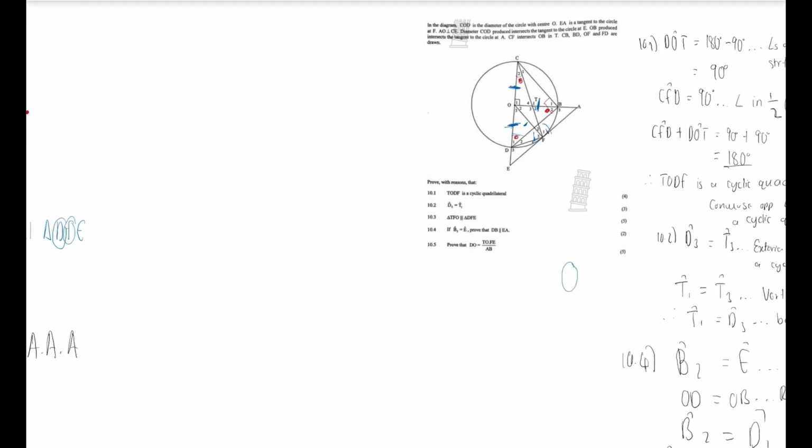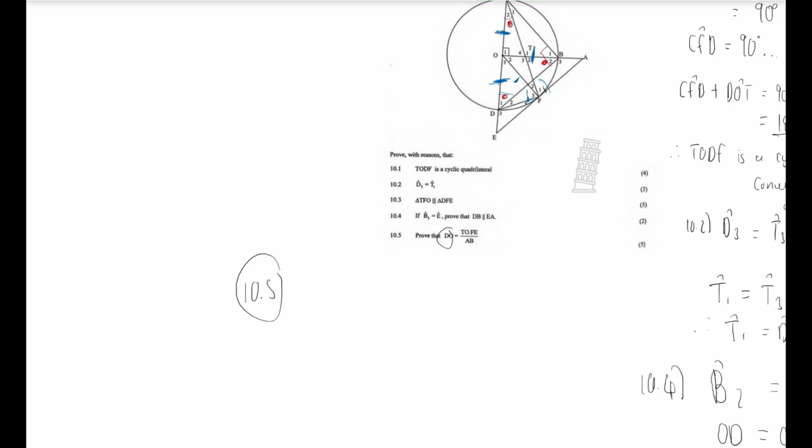And now we're doing 10.5. We are supposed to prove that DO equals TO times FE over AB. So guys, these questions are usually the same sort of questions. Here, we just proved that lines are parallel. You use what you have already used above. We just proved that these two lines are parallel. And when you think about parallel lines, which theorem comes to mind? You think of proportionality theorem, right?